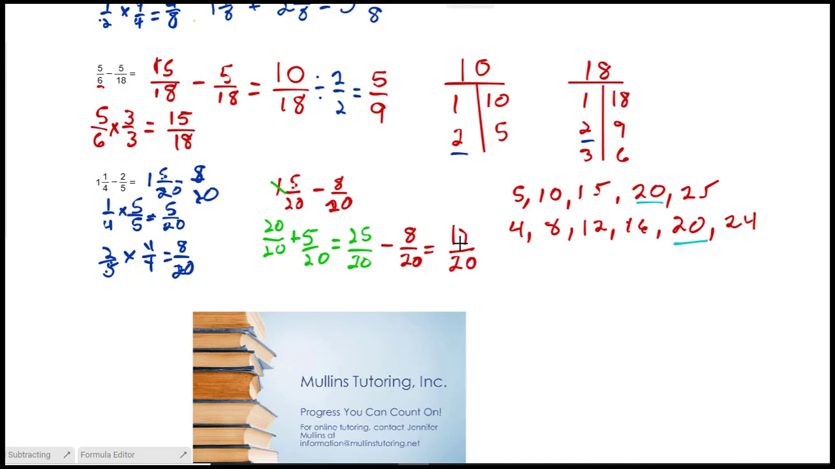The only common factor 17 and 20 have is 1, so therefore we can't reduce it. 17 is less than 20, so it is a proper fraction. So this would be in simplest terms.